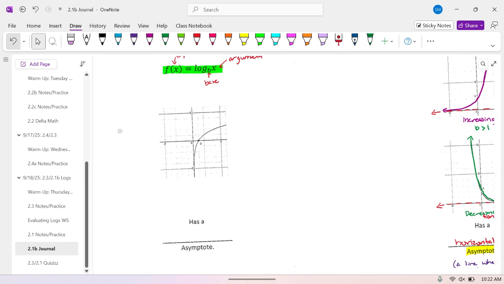Now, there's a lot of laws when it comes to logarithms, but we're not really going to get into that in this class. If you take Math 4, you may see them.